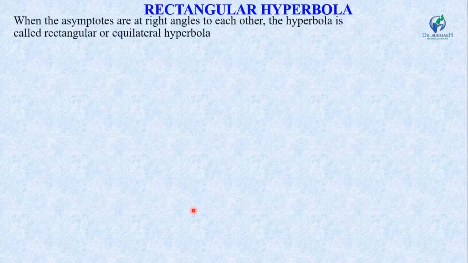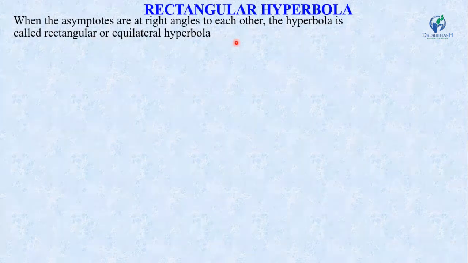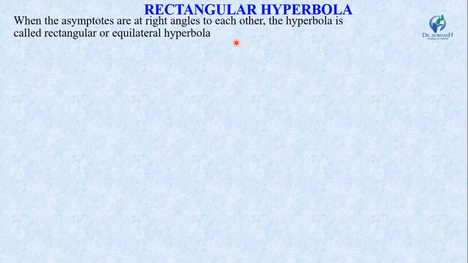The first one is the rectangular hyperbola, or we can say the rectangle method for hyperbola. What does it mean? When the asymptotes are at right angles to each other, the hyperbola is called a rectangular or equilateral hyperbola. Two asymptotes, or we can say two axes x and y, are perpendicular to each other, then it is known as the rectangular hyperbola.